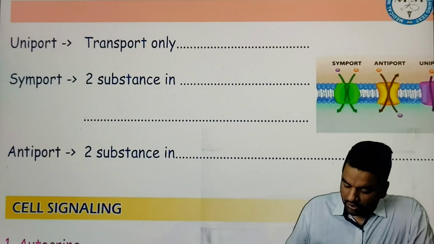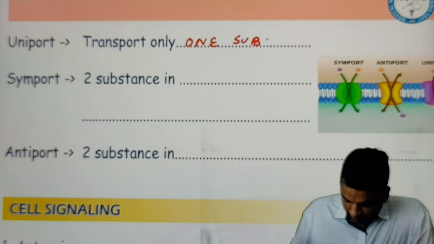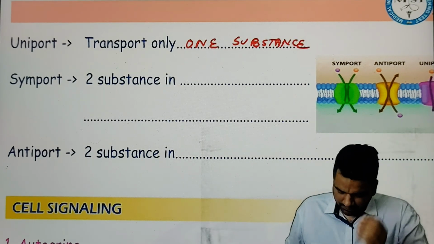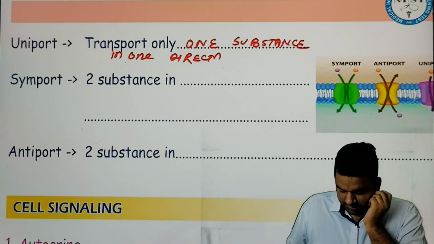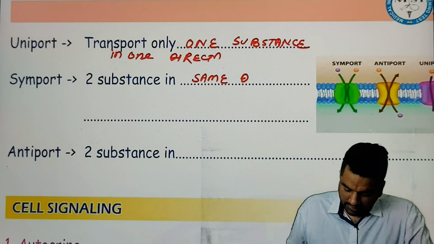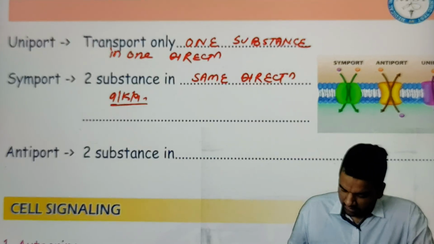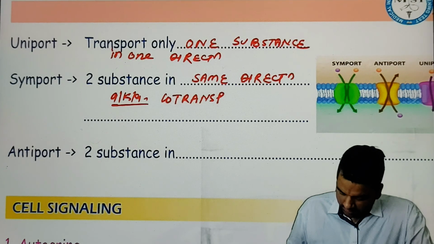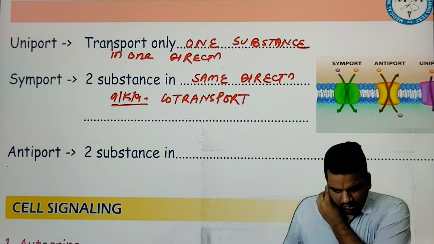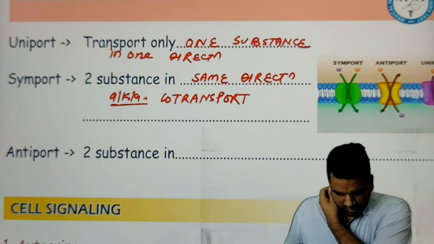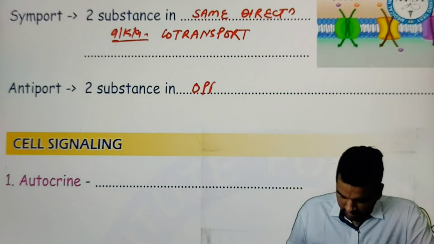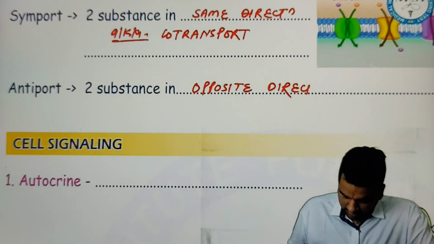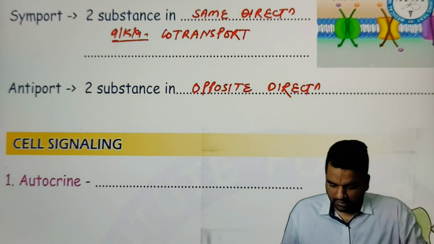So uniport means transport of only one substance in one direction. Symport means 2 substances in the same direction, which is also known as co-transport. Now, antiport means 2 substances in opposite directions.